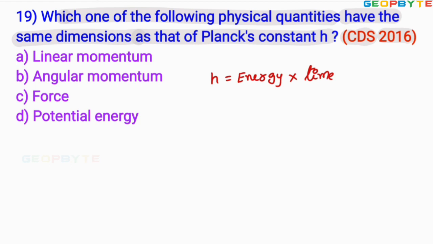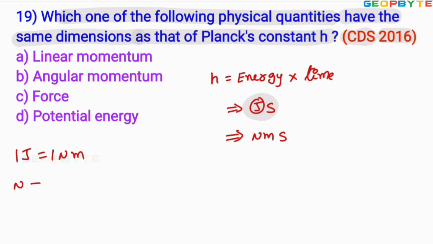Planck's constant is ideally equal to energy multiplied by time. Energy is measured in joules, time is in seconds. Therefore, the unit of Planck's constant h is joule second. This joule second can also be written as Newton meter into second, because 1 joule equals 1 Newton meter.